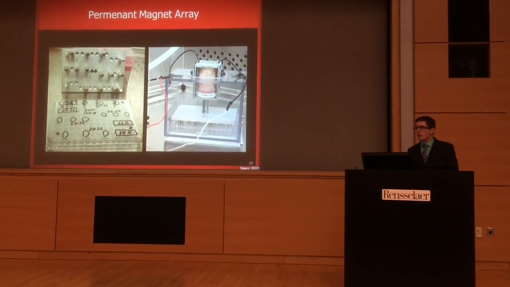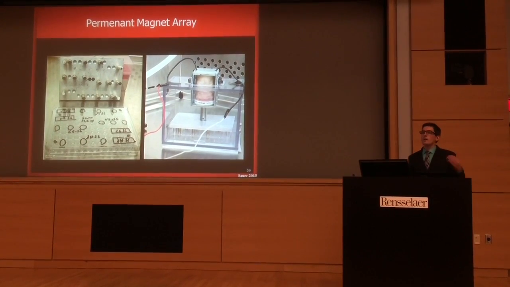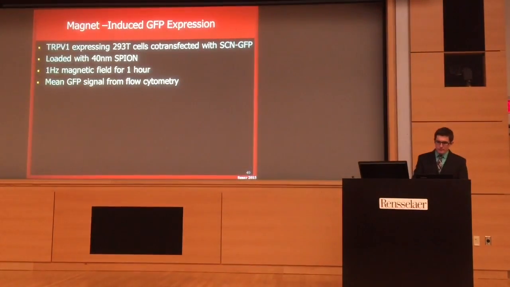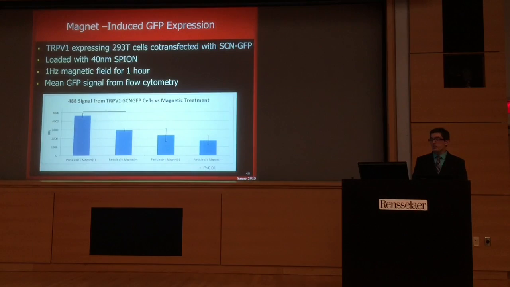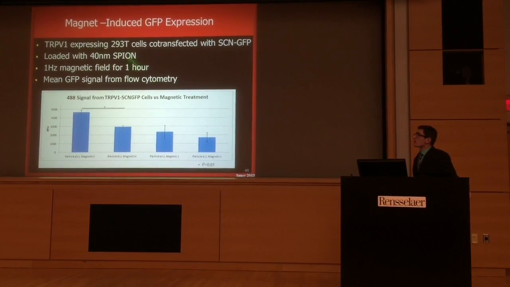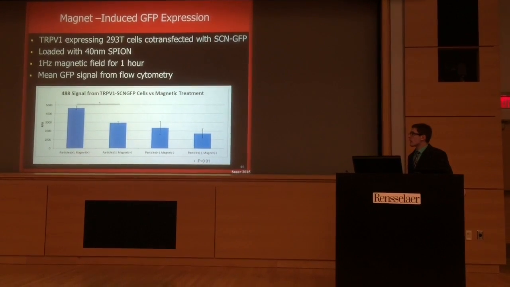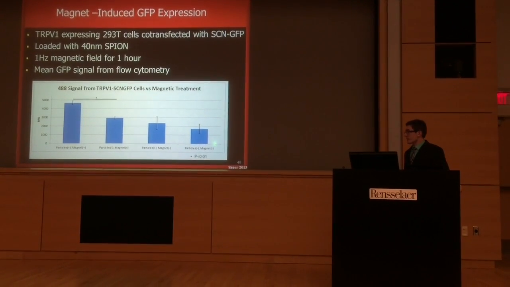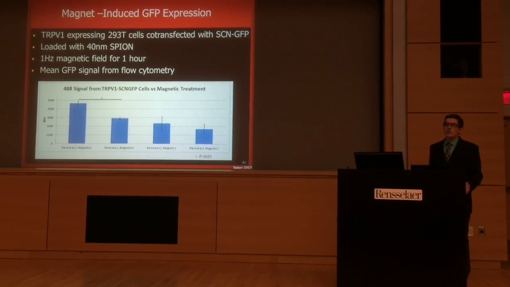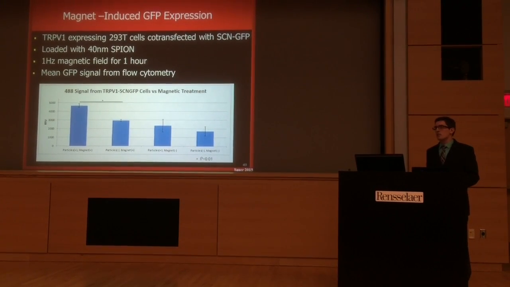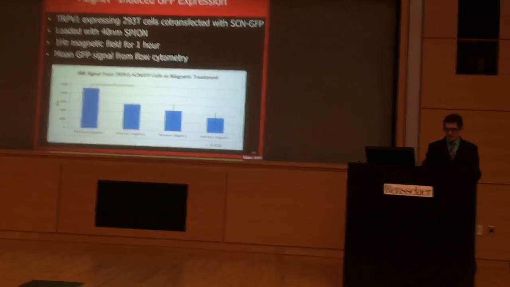This is controlled using an Arduino controller, so we can do any number of frequencies from DC all the way down to 1 hertz. Now we want to see, does it work? We use the 40 nanometer particles, and we indeed do see that it works, with an hour of treatment at 1 hertz. So this is particles and magnet, no particles and magnet, particles no magnet, and neither. And we see a significant increase in GFP signal only when there are particles present, showing that the device itself isn't affecting the cells. The device is actuating the nanoparticle system in vitro.